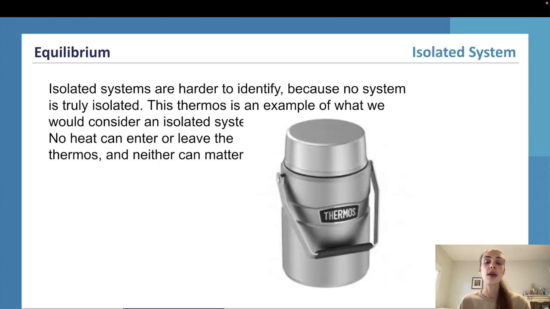And then finally, just to compare this with isolated systems. Isolated systems are going to be harder to identify because, honestly, no system will be truly isolated, but a thermos would be an example of something that you could consider to be an isolated system, because you're closing off the exchange of heat with the environment, and the matter within that container cannot leave or be exchanged with the environment. So that's something we consider to be as close as possible to a fully isolated system.